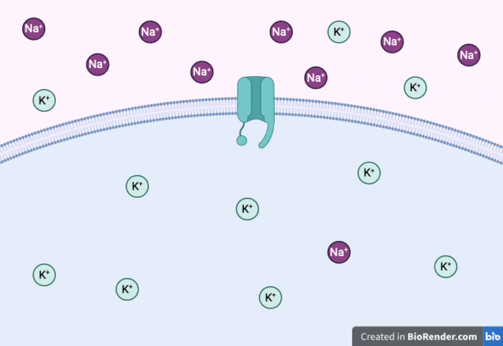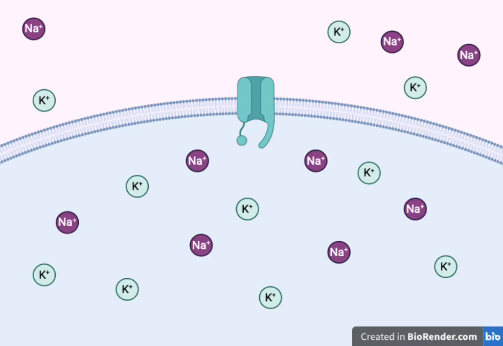At this point, voltage-gated sodium channels open, allowing sodium to rush in. This makes the inside more positive in a process called depolarization. The charge quickly rises to positive 30 millivolts.